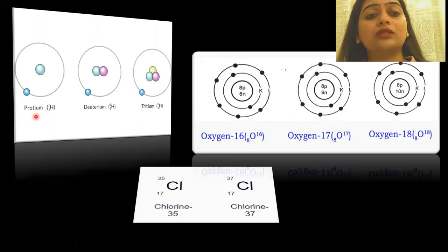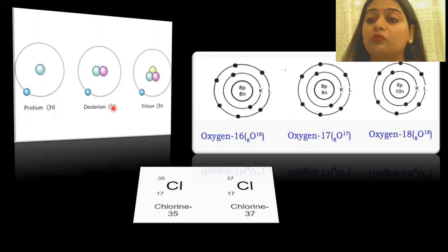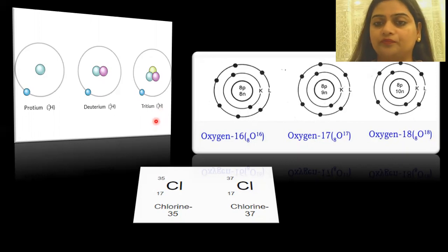In this, if you look here, hydrogen is the only element whose isotopes have been given special names, like here protium. Protium is hydrogen whose atomic number is 1. Obviously, all the isotopes will have atomic number 1, but mass number is also 1. Deuterium is with mass number 2. Tritium is with mass number 3. Now here, if I talk about which one will belong to the category of radioactive isotope, it is tritium.